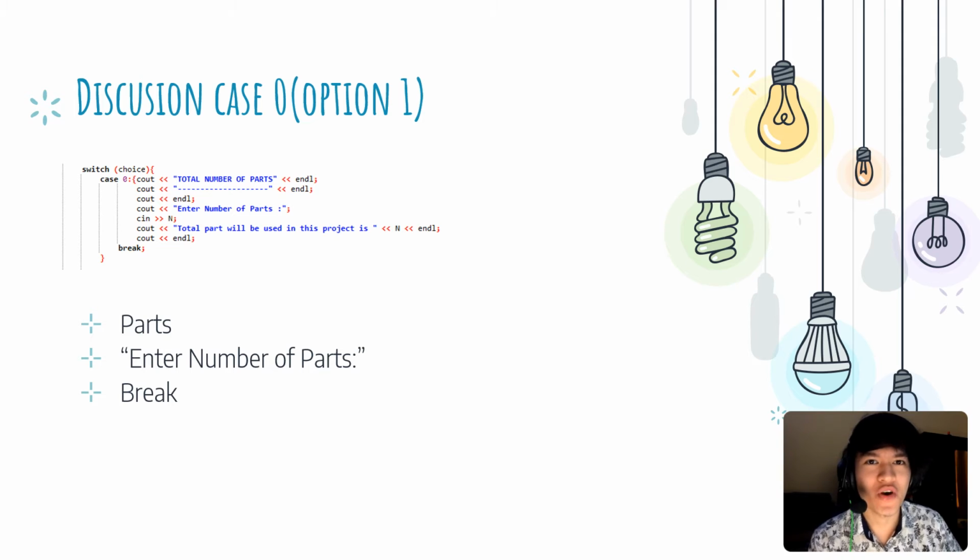Okay, so moving on to case 0. We can determine how many parts are going to be involved in the particular project by entering the number. When the number is entered, the number of parts comes out on the screen. And then we put a break at the last line of case 0 so that the program will return to the main menu.